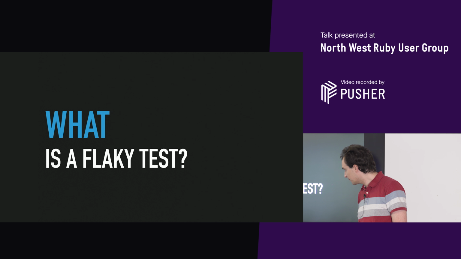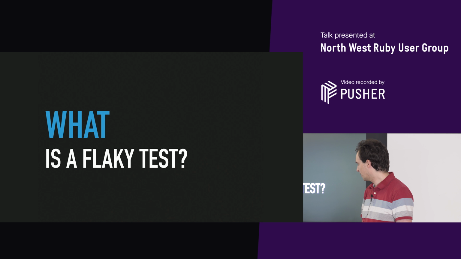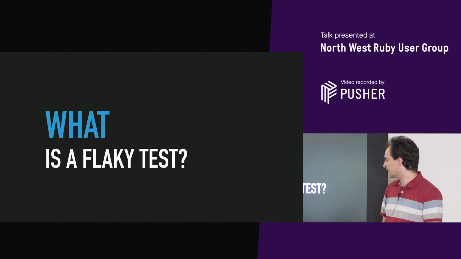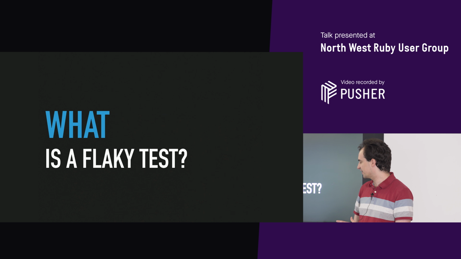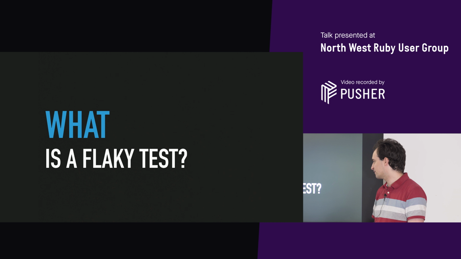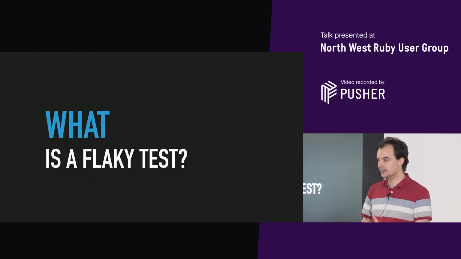So let's start off, like with all good talks, with a definition. What is a flaky test? It's kind of one of those things, it's a bit like obscenity, you know it when you see it. But generally, you think of a flaky test being some test that fails intermittently. Either it fails on certain days of the month or certain times of the day. There are tests that fail sometimes when they're run in a certain order.